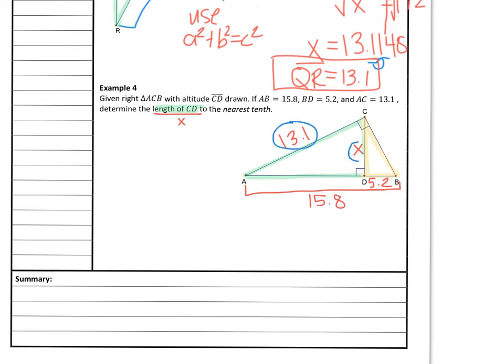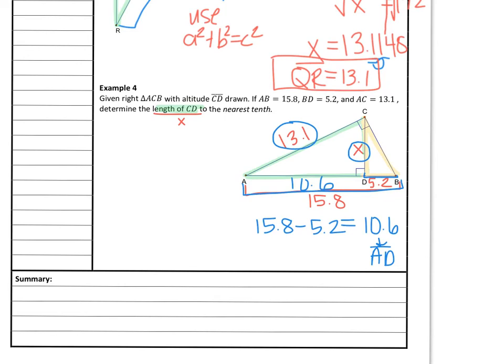We know we're finding this side. All we would need is from A to D. Well, you see how we're given the 15.8 is from here all the way over? And then this little piece here is 5.2. So if I take 15.8 and subtract off 5.2, that will give me the remaining distance from A to D. So when I subtract off, I end up with 10.6. And this is the length of AD. So from here to here is 10.6.